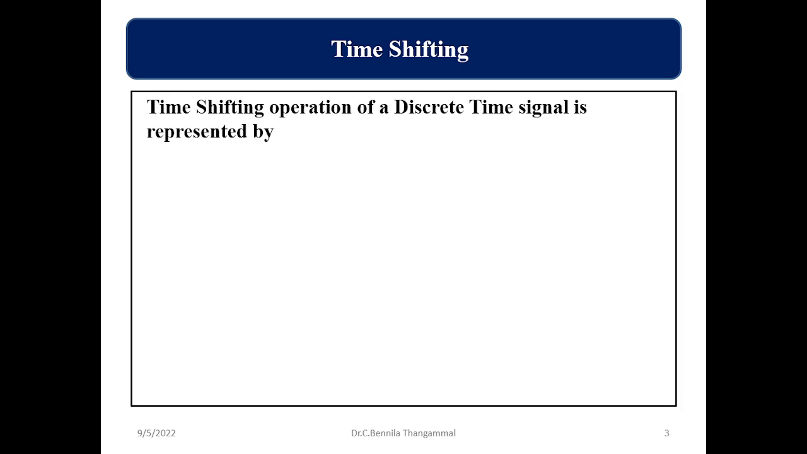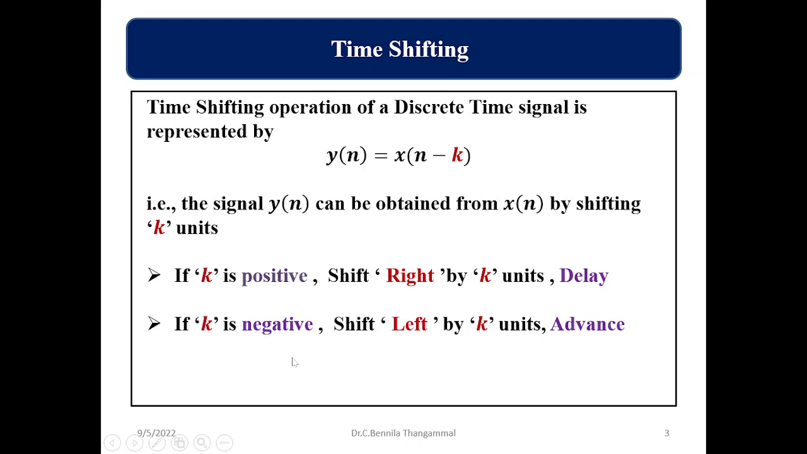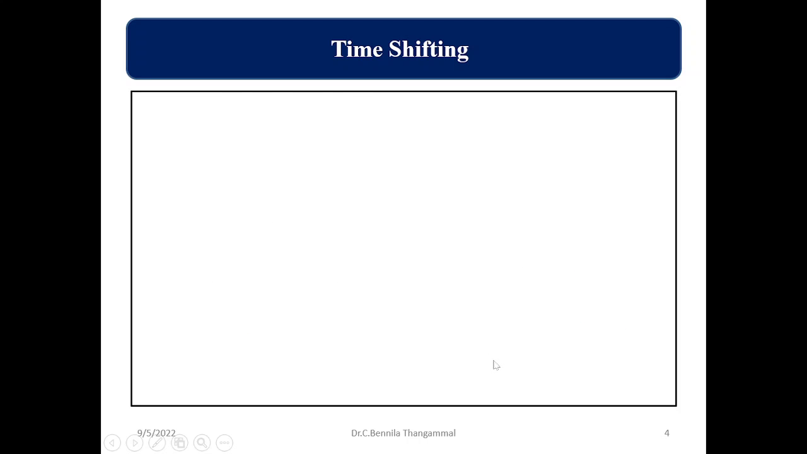as CT signals. Time shifting performed on a DT signal is represented by y of n equal to x of n minus k. So the signal y of n can be obtained from x of n by shifting k units. If k is positive, shift right by k units. We'll call it a delay. If k is negative, shift left by k units. We'll call it an advance. So we can have an example here.